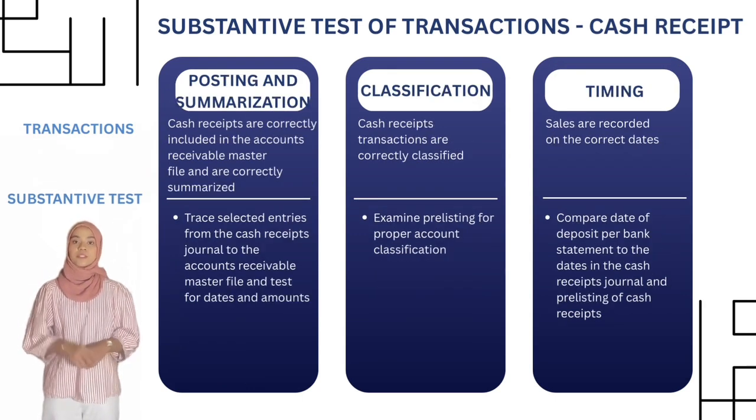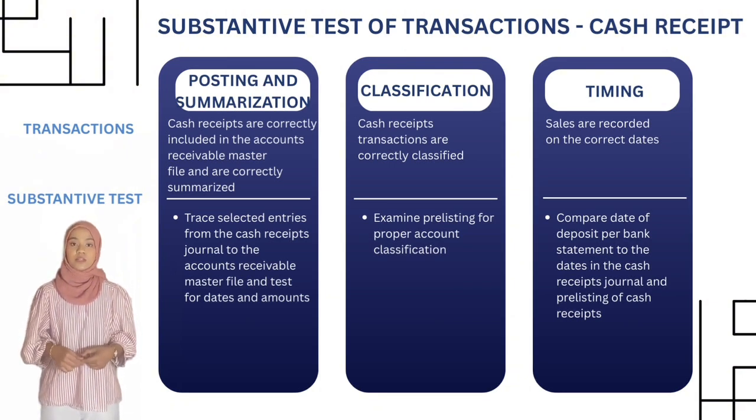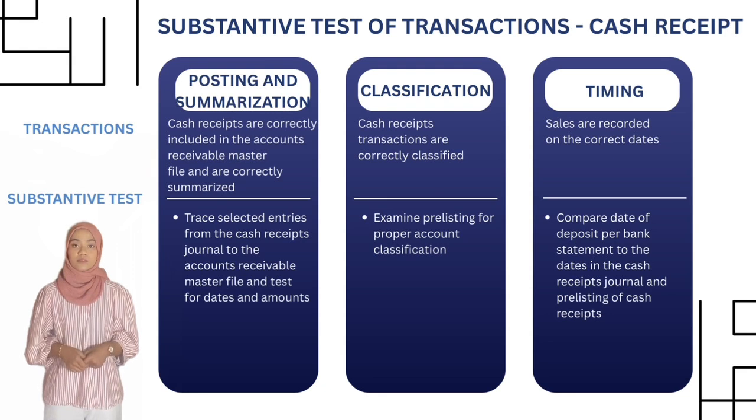Number 4, posting and summarization. This test ensures that cash receipts are correctly included in the accounts receivable master file and are correctly summarized. The auditor traces selected entries from the cash receipt journal to the accounts receivable master file and checks for correct dates and amounts.